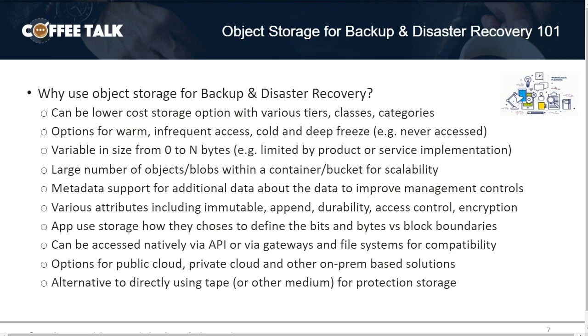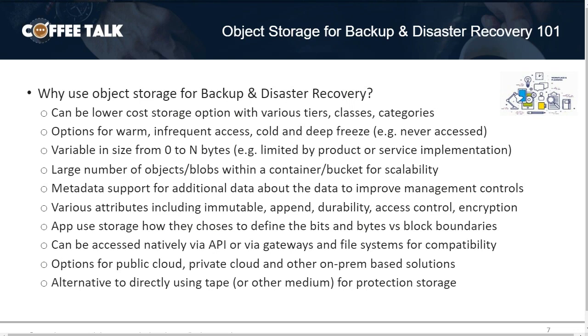So in other words, for backup and disaster recovery, that ability to have lots of objects or blobs, entities, so that you can have lots of snapshots, lots of copies, lots of things like that. But that can be of variable size, along with the metadata to support that rapid searching, indexing, tracking, and other management controls. And as I mentioned, those different attributes, including immutability, the ability to append, that different durability, the access, performance, encryption, and things like that.